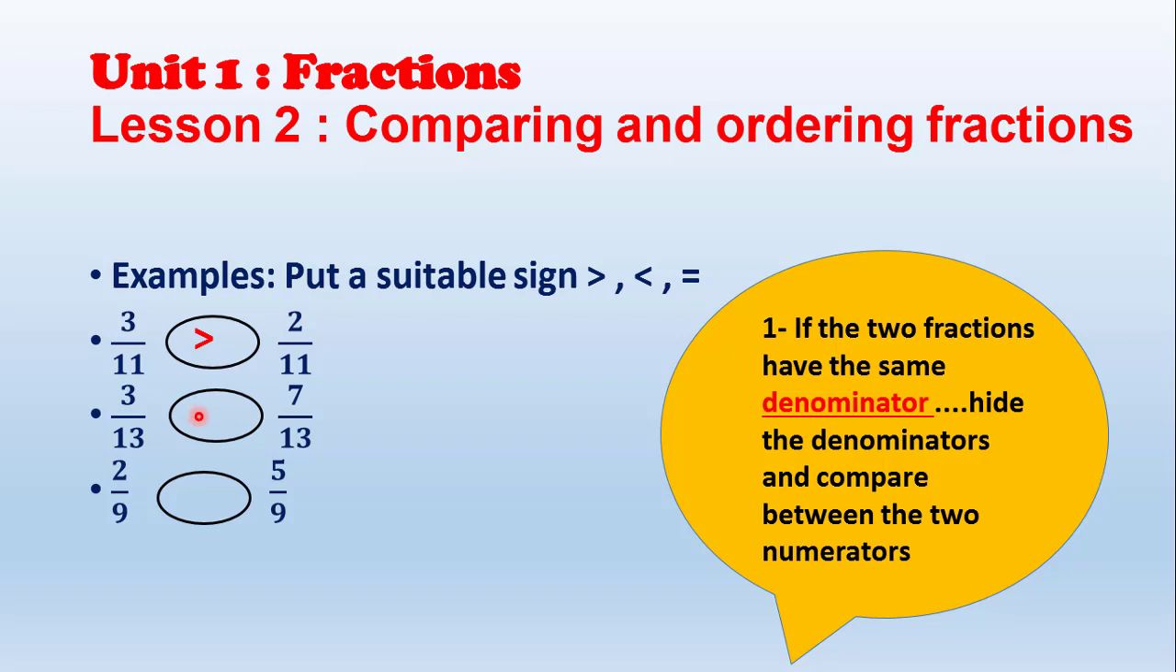The next one, by the same way, you can solve it yourself. Yes, 3 over 13 is less than 7 over 13. And the last one, 2 and 5, we will hide the bottom number 9 and compare between 2 and 5. So 2 over 9 is less than 5 over 9. Okay, this is the first case, when we have the same bottom number or the same denominator.